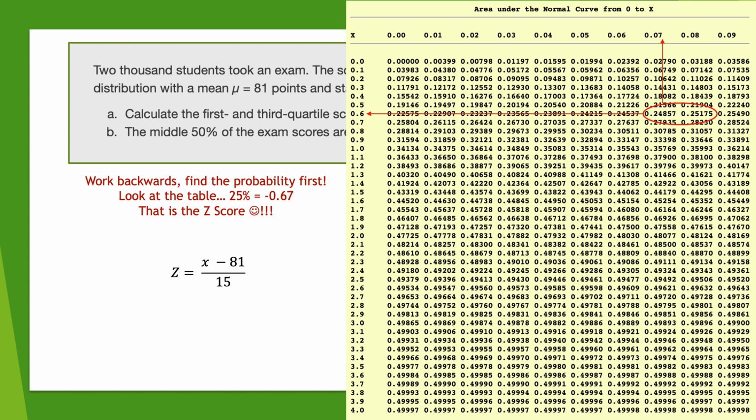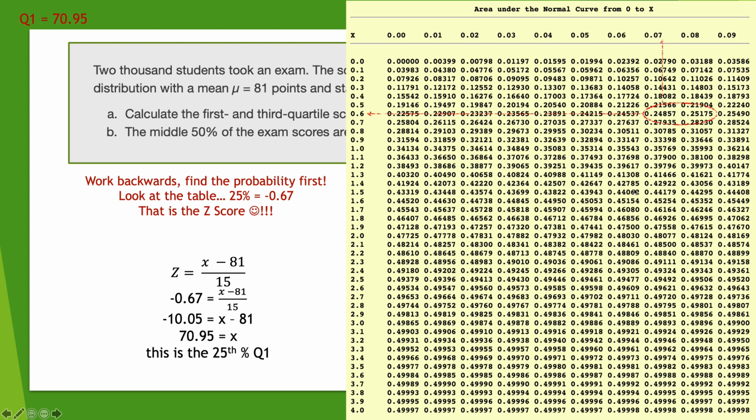That means if I go to the z-score formula, and I think this is pretty slick, I put in a negative 0.67 for the z. In other words, we're going to solve for the x this time. We're not going to solve for the z. So I multiply by 15, and I get negative 10.05 is equal to x minus 81. Adding 81 to both sides, I get that the score at the 25th percentile mark, the first quartile, is 70.95.